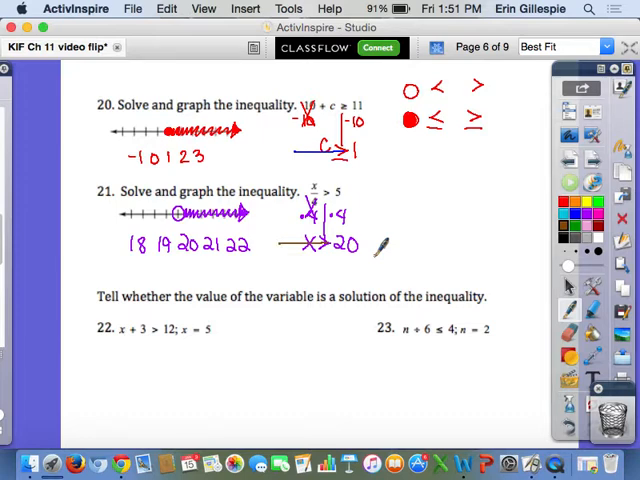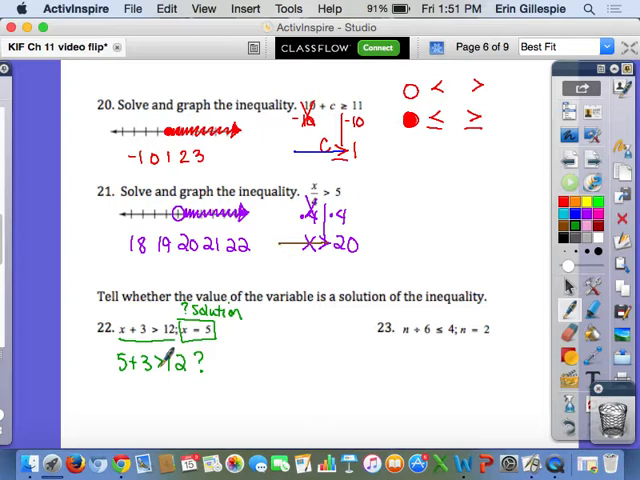Tell whether the value of the variable is a solution of the inequality. In these problems, there's a little semicolon that helps you distinguish where's the inequality and where's the possible solution. So this part here, x plus 3 is greater than 12, and then the semicolon, that's the inequality. This is the potential solution. So solution, I don't know, we'll find out. The way you're going to test is you're going to put that 5 in for x into this inequality. So I'm going to have 5 plus 3 is greater than 12. I like to put a question mark next to it because we're trying to figure out, is that going to be a true inequality or not?